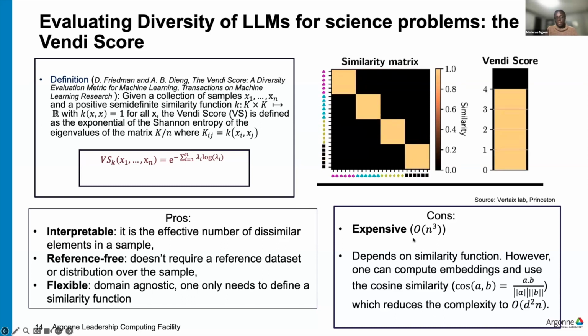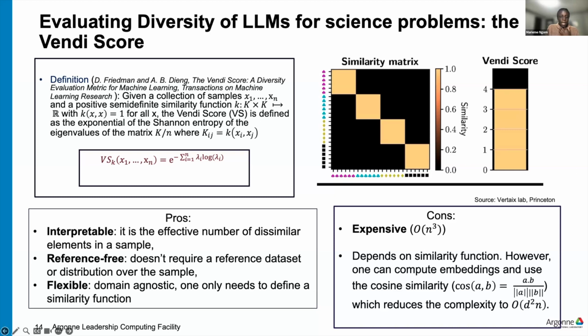It can be pretty expensive since you have to compute eigenvalues. It can be as expensive as n cubed, and it depends on the similarity function. It's as good as your similarity function is. However, one nice thing is you can compute embeddings. If you have access to your LLM weights, you can compute the embeddings and use a similarity function based on the cosine similarity. So you can use the cosine similarity for all models for which you have the weights. This also reduces the complexity from n cubed to d squared n, where d is your embedding size.